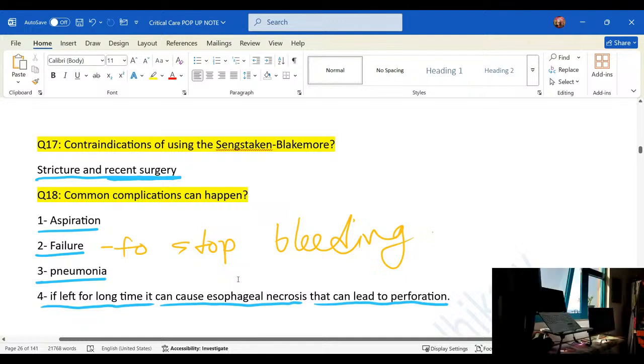If there is stricture and recent surgery, we cannot use the Sengstaken-Blakemore tube.